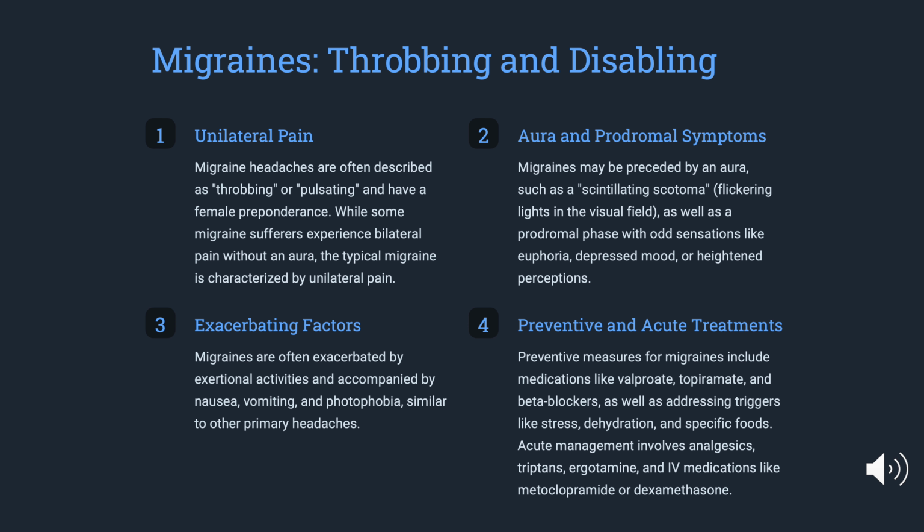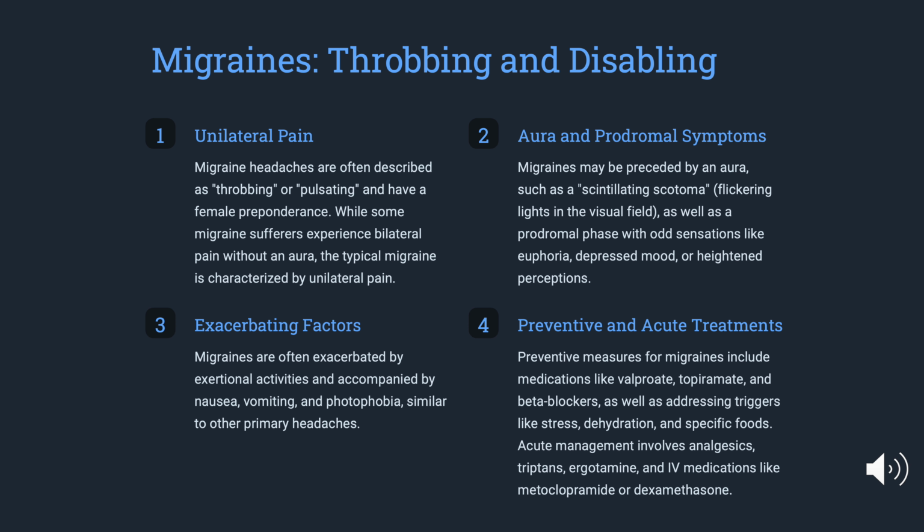Additionally, a prodromal phase may precede the migraine attack, characterized by sensations like euphoria, depressed mood, or heightened perceptions. Exertional activities can exacerbate migraines, which are often accompanied by symptoms such as nausea, vomiting, and photophobia, akin to other primary headaches. Preventive measures for migraines encompass both pharmacological interventions and lifestyle modifications.